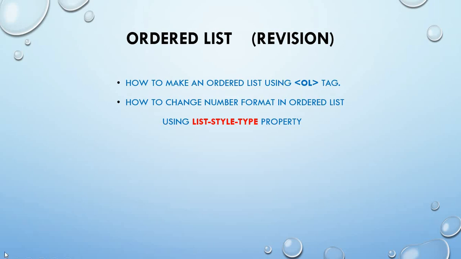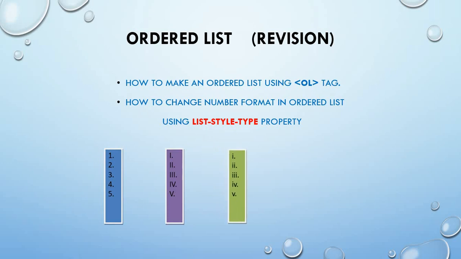HTML ordered list is also called a numbered list that displays elements in numbered format. The OL tag is used for ordered list. We can use ordered list to represent items either in numerical order format or alphabetical order format or any format where an order matters. There can be different types of numbered list: numeric number, capital Roman number, small Roman number, capital alphabet, and small alphabet.